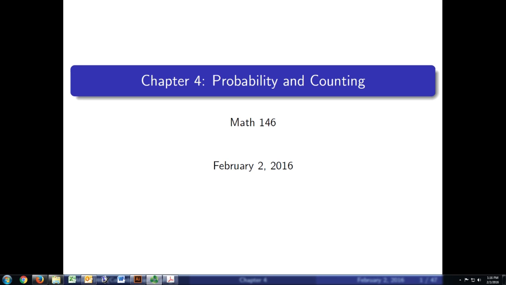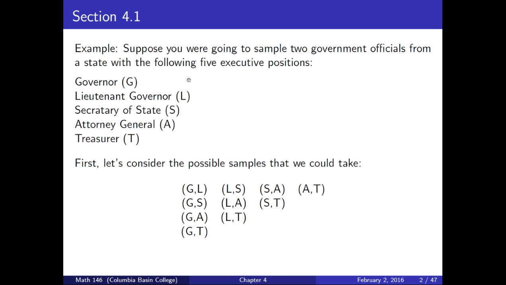Alright, so in chapter 4, we're going to be talking about some probability concepts, and at the end some counting concepts. These are going to help us as we move forward in talking about sampling distributions, things associated with sampling from a population, but we kind of need these probability concepts to lay the groundwork. So let's start with an example, and there was one similar to this on your homework.